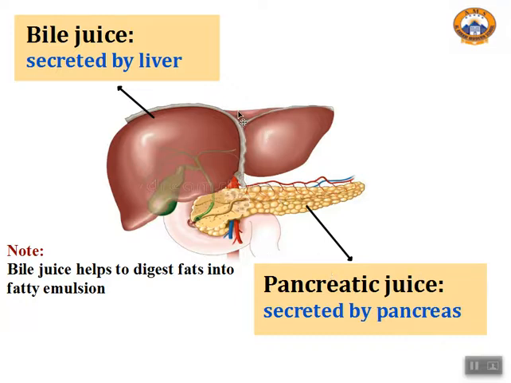What is the function of the bile juice? It can digest or break down fats and change it into fatty emulsion. So again, what are the juices that are poured in the duodenum? They are pancreatic juice and bile juice. The bile juice is secreted by the liver, while the pancreatic juice is secreted by the pancreas. What is the function of the bile juice? It helps in the digestion of fats and its change into fatty emulsion.